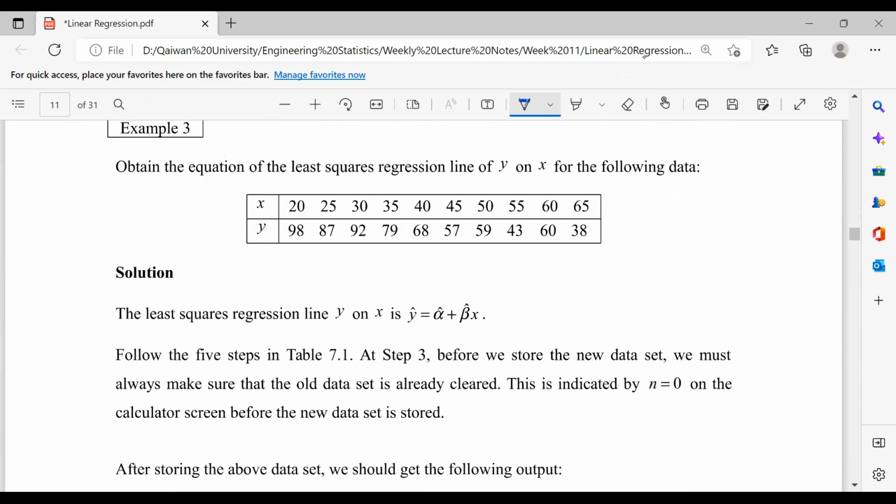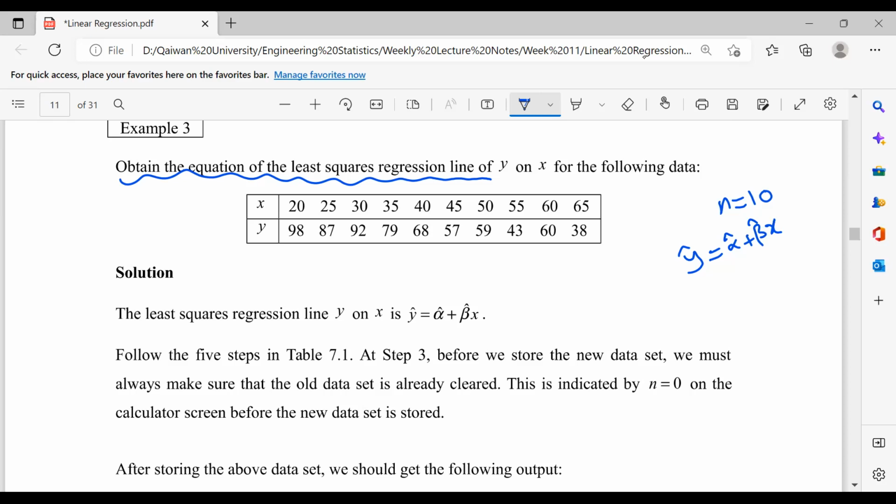We now have an example. We do it manually. We have 1, 2, 3, 4, 5, 6, 7, 8, 9, 10. That means n is 10. Then, what should we find? It says, obtain the equation of the least square regression line. That means we need to have y hat equals alpha hat plus beta hat x.